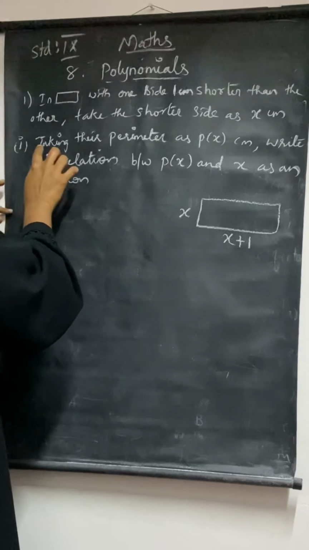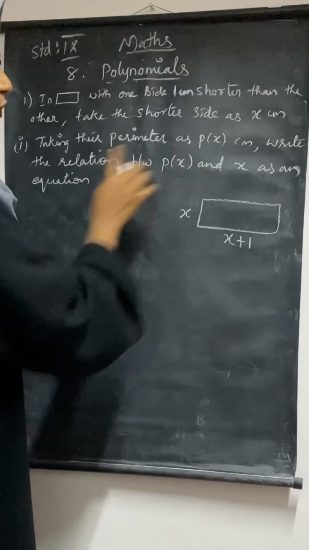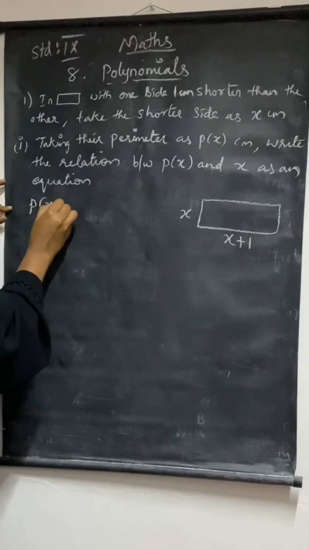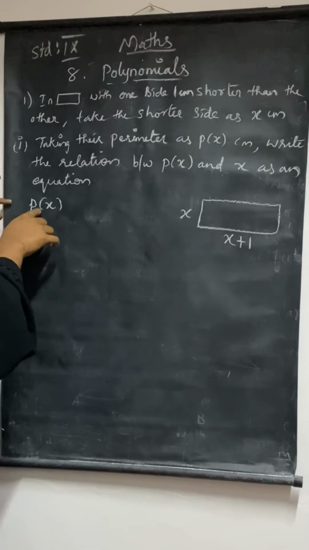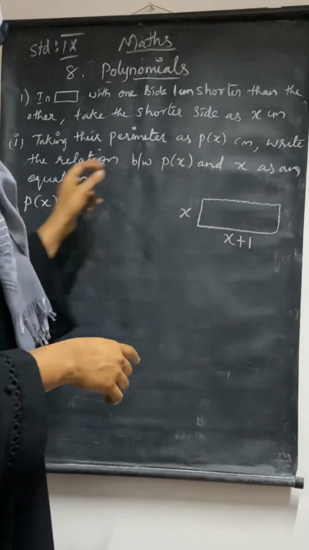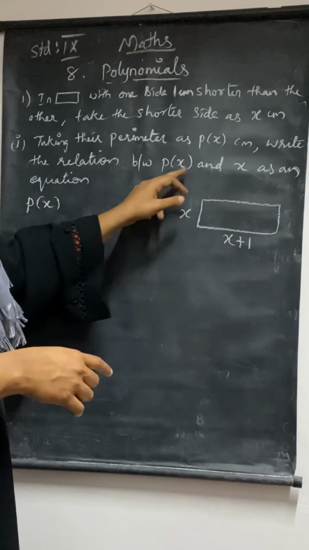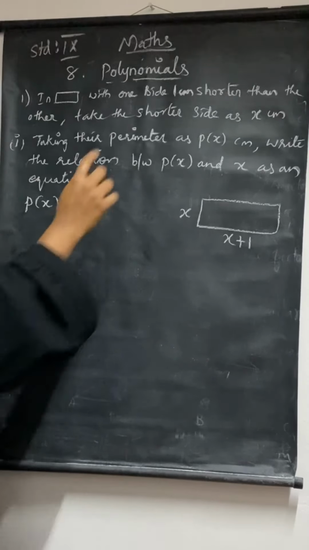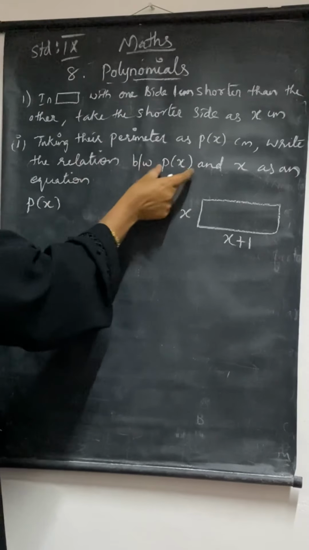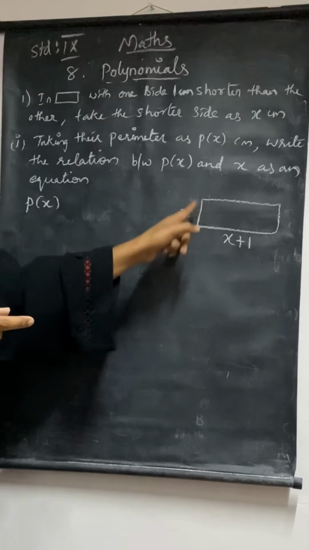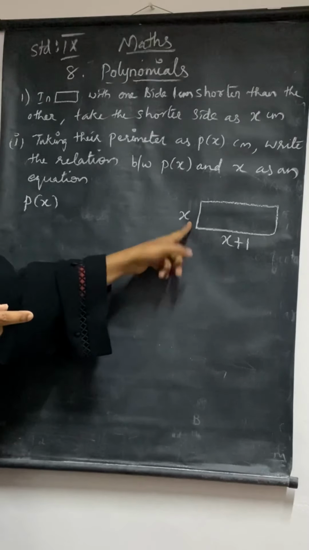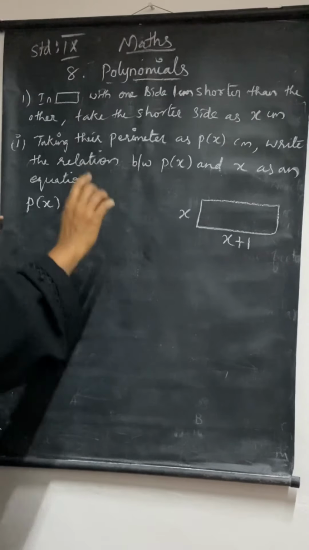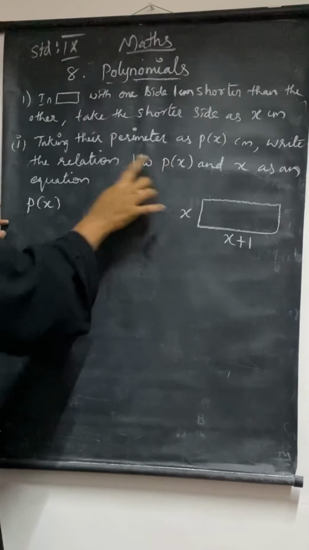Now the first question: taking their perimeter as p of x, write the relation between p of x and x as an equation. So I am going to take the perimeter as p of x, P for perimeter. You have to write the relation between the perimeter and x. X is your shorter side, and p of x is your perimeter. So that is the relation you have to write.